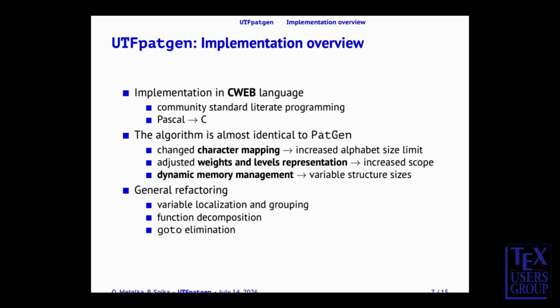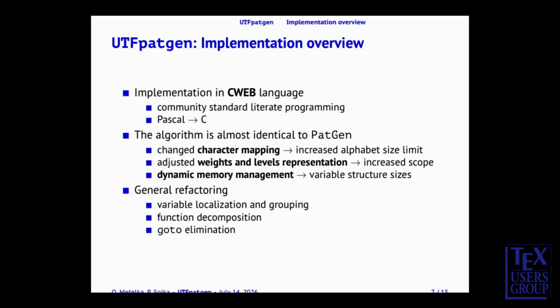With these issues in mind, we started working on a new hyphenation program that we call UTFpatgen. We chose the CWEB language for implementation. CWEB is a successor to WEB, which still follows the literate programming paradigm, but switches Pascal for C. The reason is that C offers a few features that we find useful, for instance, the dynamic memory allocation.